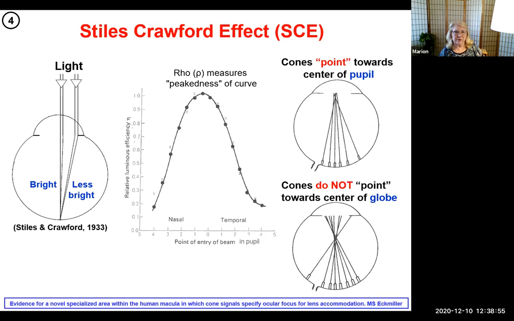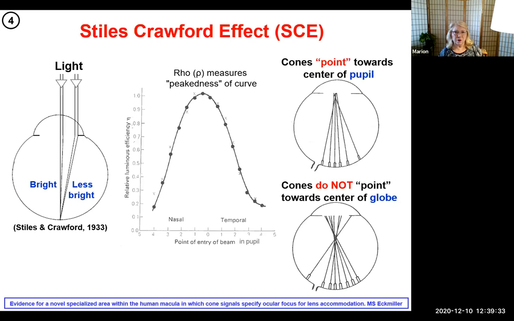The magnitude of that effect is shown by this graph, a Gaussian function. Here the x-axis is the point of entry of the light in the eye. So it seems that the best light effect occurs in the center of the fovea. And this has now come to be known as the Stiles-Crawford effect. It is believed to be caused by the fact that individual cones point their long axis towards the center of the pupil, as shown in the upper right.